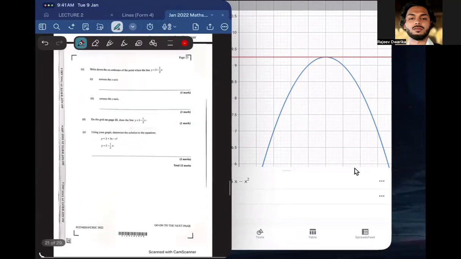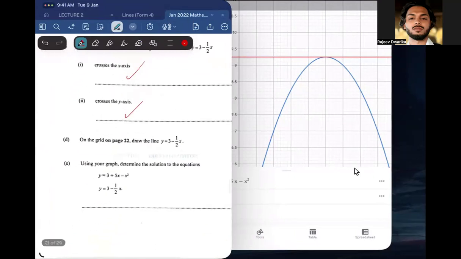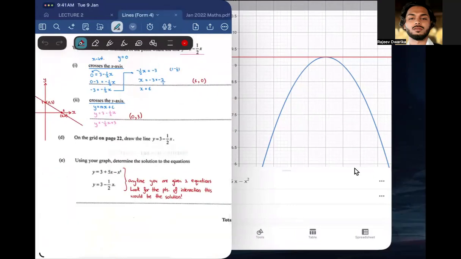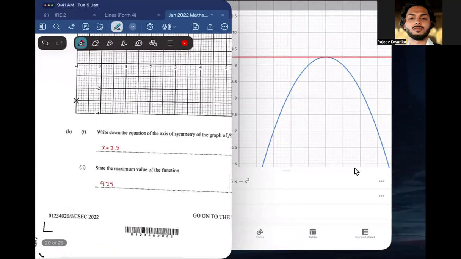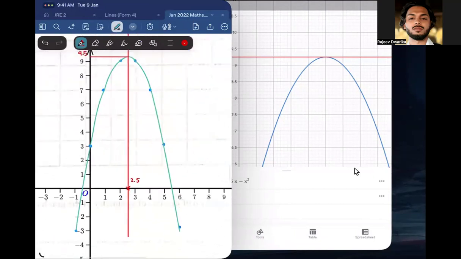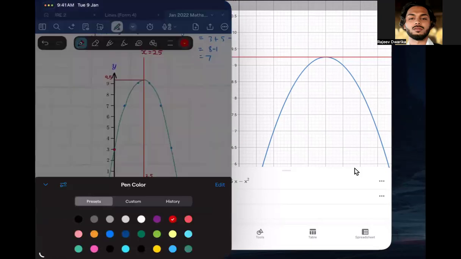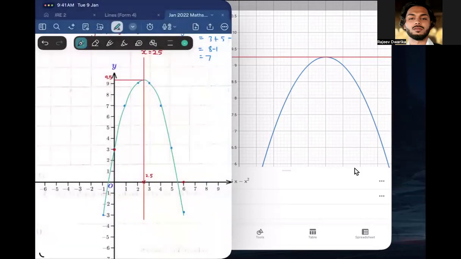Right, and on to the part that we were doing. So we had figured out the x-intercept, we had figured out the y-intercept, and they wanted us to draw the line for y is equal to 3 minus a half x. To draw the line, you'd just use 0, 3 and 6, 0. So 0, 3 will be right here, and 6, 0 will be right here. And if you draw a line for that, use a different color.